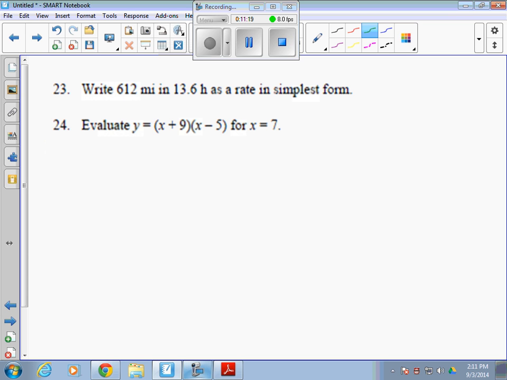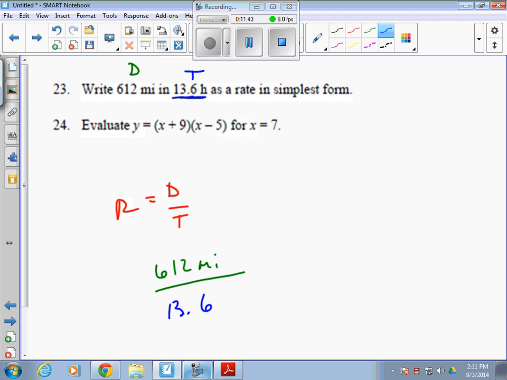Write 612 miles in 13.6 hours as a rate in simplest form. Well, rate equals distance over time, or speed equals distance over time. Our distance measurement is 612, so 612 miles over our time measurement, 13.6 hours. So our rate is going to be 612 divided by 13.6. When you do that, your rate is 45 miles per hour.